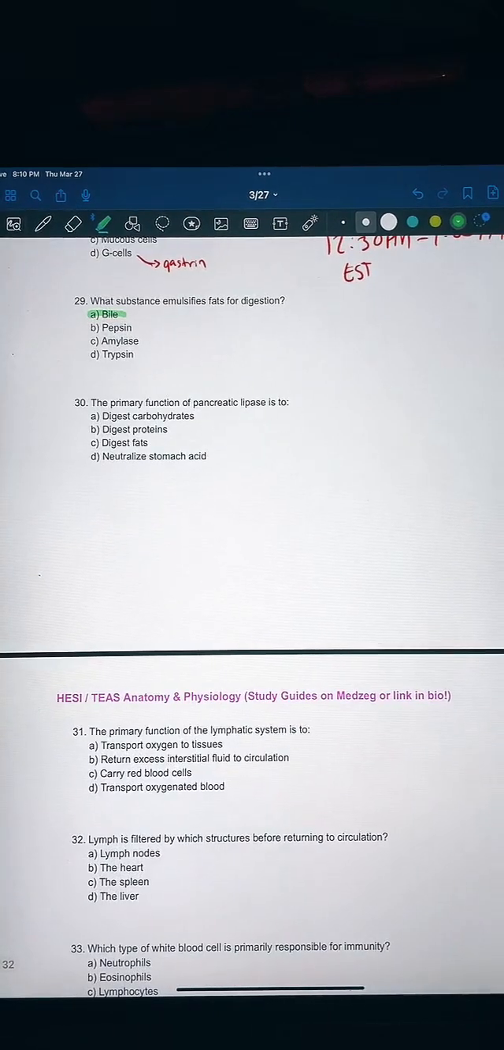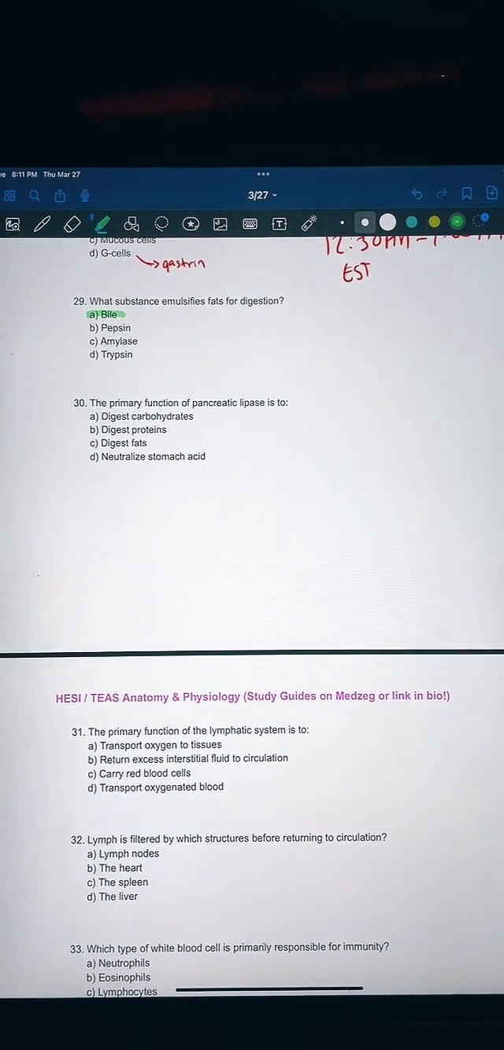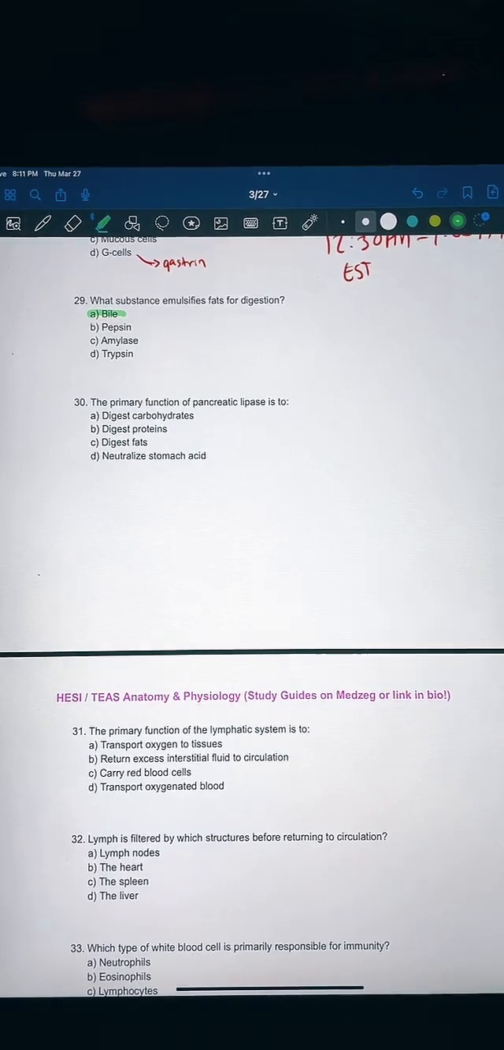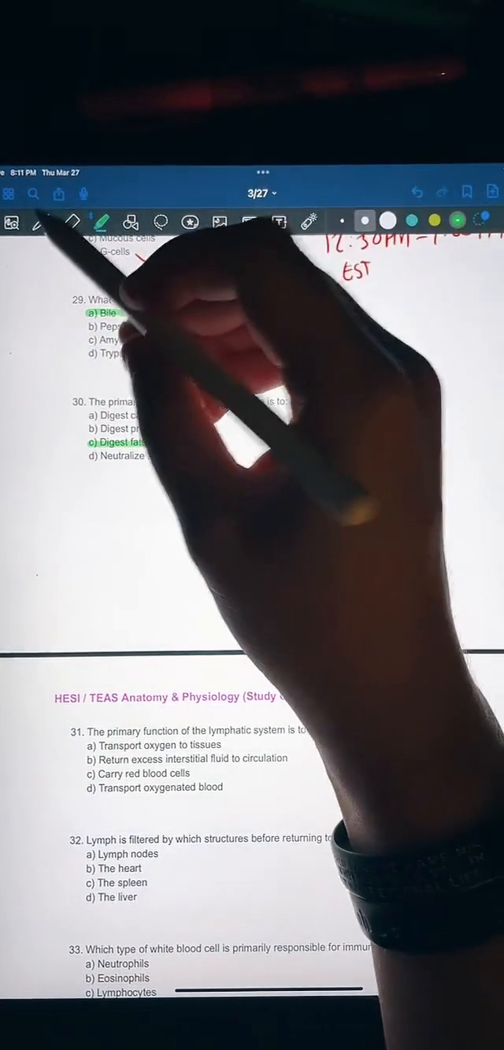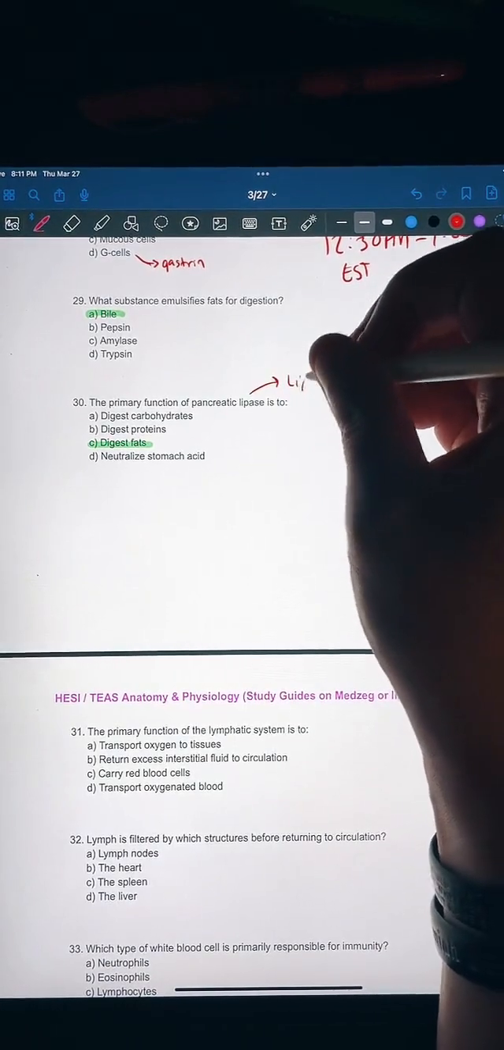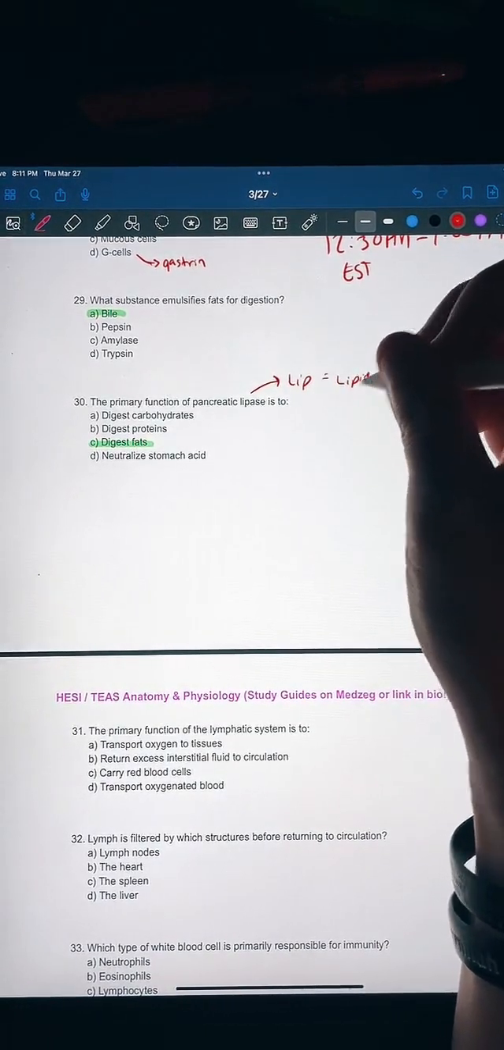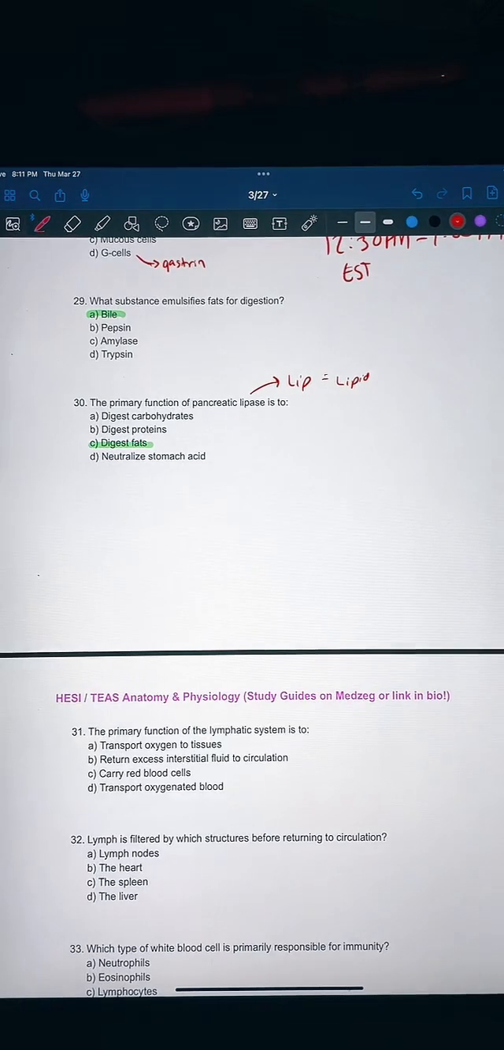Number 30, the primary function of pancreatic lipase is to... Awesome, guys. The answer is C. It is to digest fats. Lipase, lipid, lipase, enzyme. That's the enzyme that digests lipids.